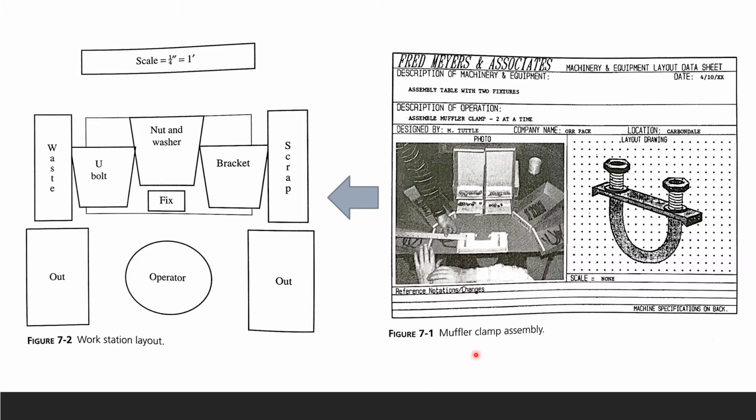This is showing you the muffler clamp assembly, and here is your layout, and this is your workstation, and we're literally drawing the layout for this workstation. You can see he's got U-bolt, nut and washer, bracket, and then here is your operator station, and he's going to take his output on both sides, and he's got a waste on this side, and again your scrap here. And here, this is the scale of this workstation.